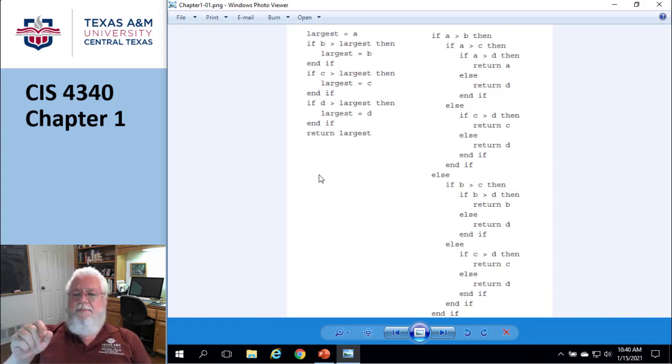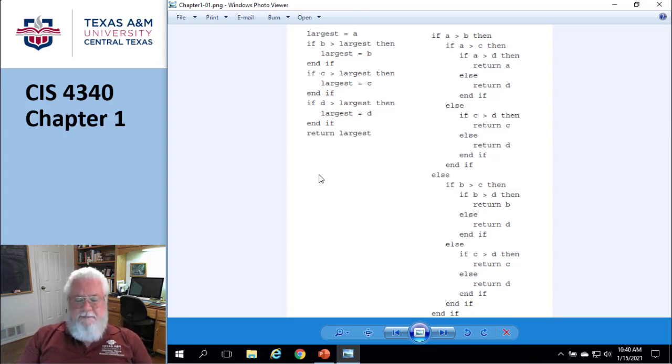Just randomly pick which one you think, like C. I want C to be the larger. And count the number of comparisons, okay? And the number of comparisons on the left and the right are identical. And the comparisons is where the majority of the energy is going to be taking place in this application.